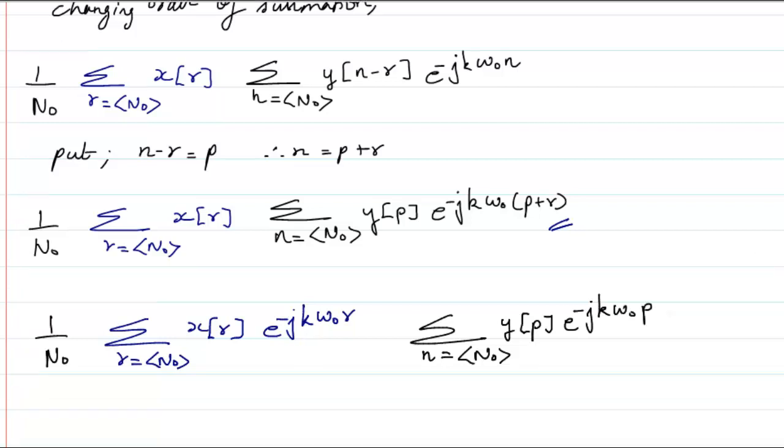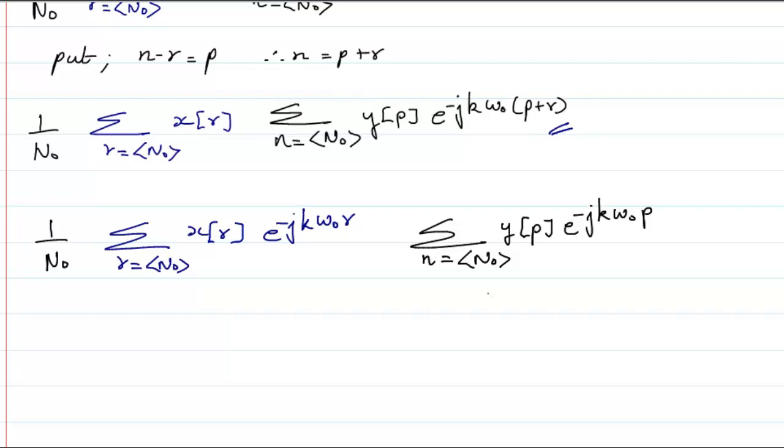Okay. Now what I want to do is multiply and divide with n naught. That I am doing extra, so I will mark it here as extra, that it is n naught divided by n naught. If I am doing that, what do you see here? This is basically X of k, correct?